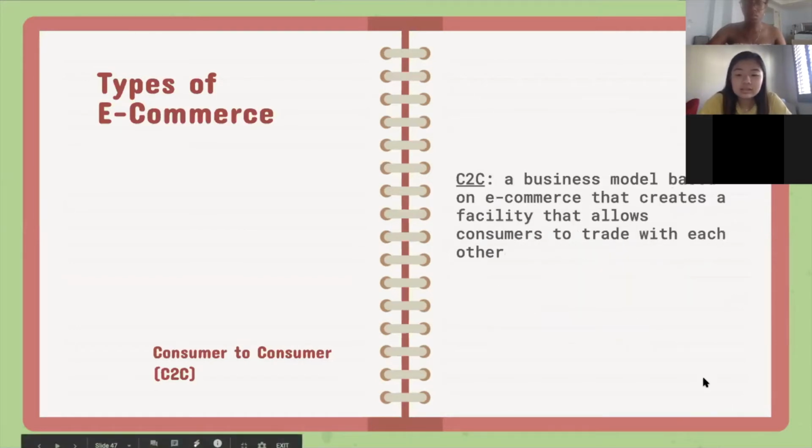And then lastly, the type of e-commerce is consumer to consumer or C2C. And C2C is a business model based on e-commerce that creates a facility that allows consumers to trade with each other. So an example would be eBay's auction. I could sell my pen to Kemdi online on eBay.